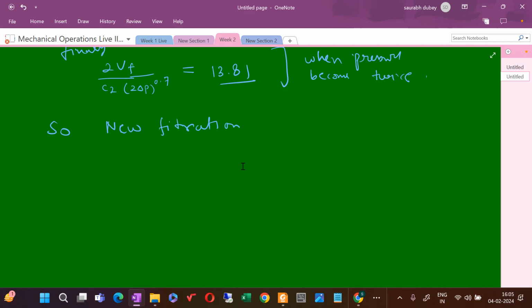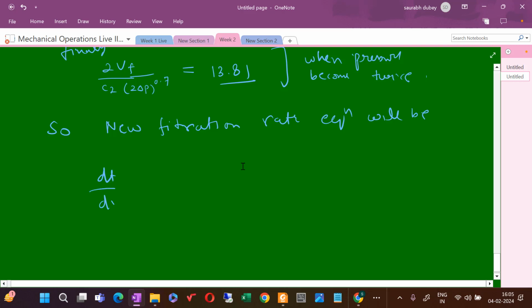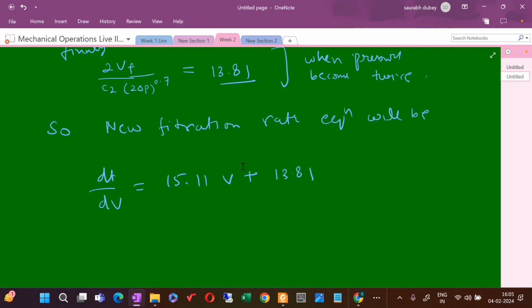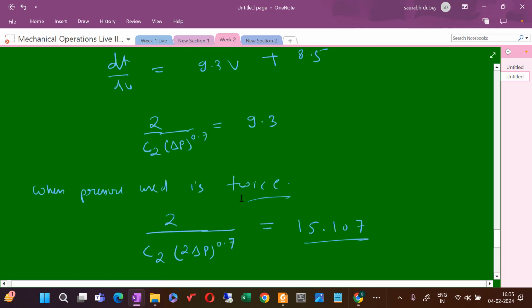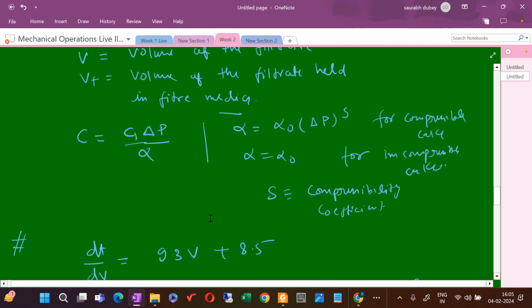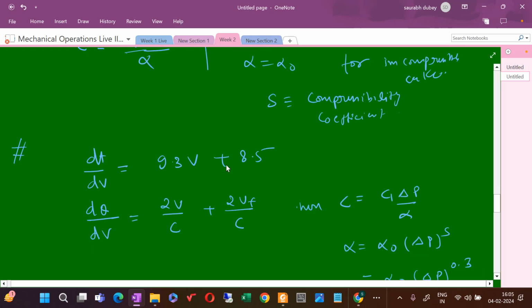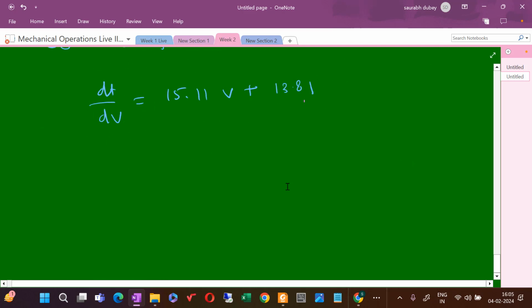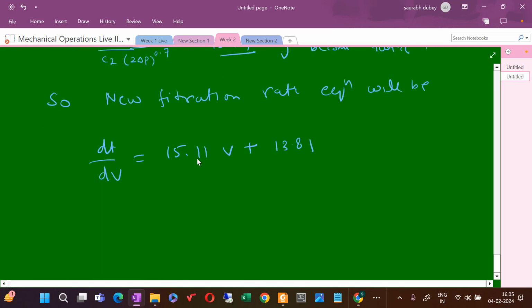filtration rate equation will be, so both the constants are changed now. dt by dv equals 15.11v plus 13.81. So see, this 13.81 is the second term and the 15.11 is the first. So this was the beginning, but finally after the pressure is increased to twice, this value came out to be 15.11v plus 13.81.